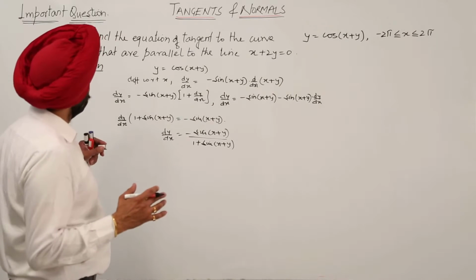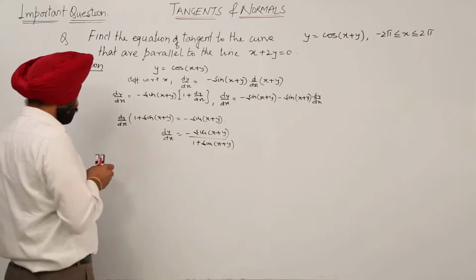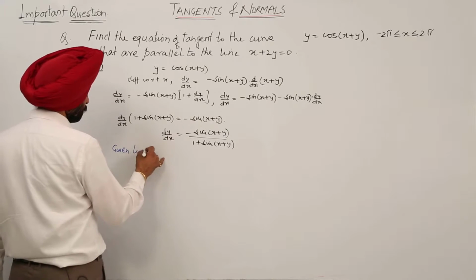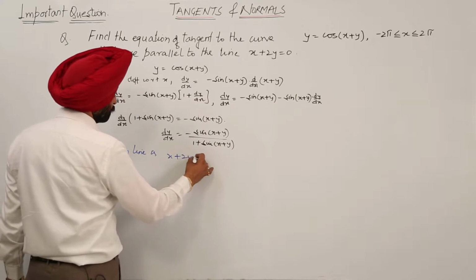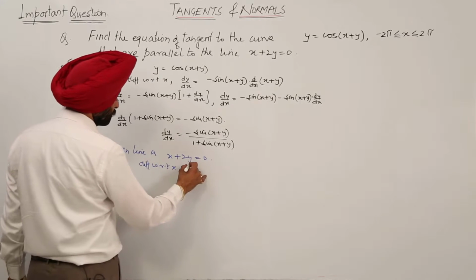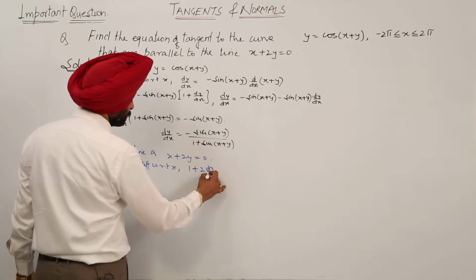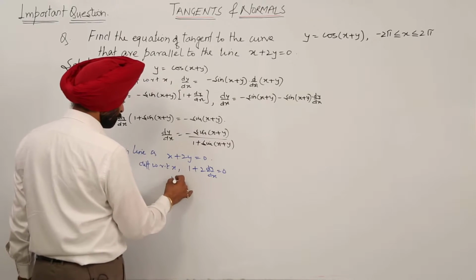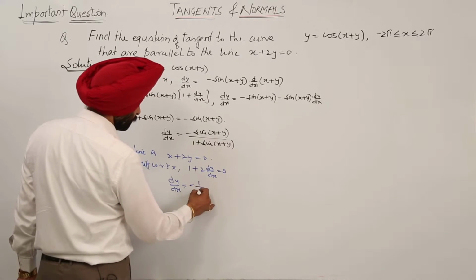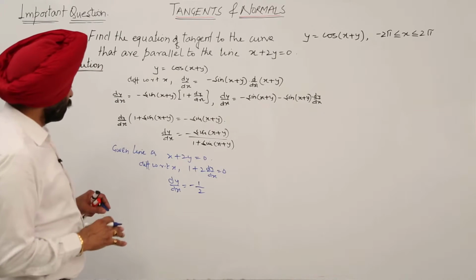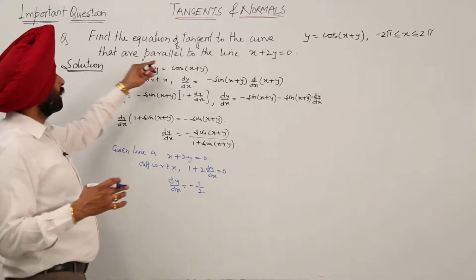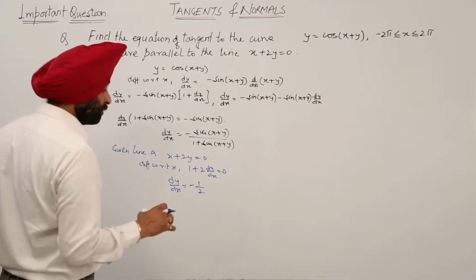Now the given line is x + 2y = 0. Now differentiating with respect to x, 1 + 2 dy/dx = 0, or dy/dx = -1/2. So the slope of the line and the slope of the curve will be equal when they are parallel to the line. Okay. Now we have to find the equation of a tangent.